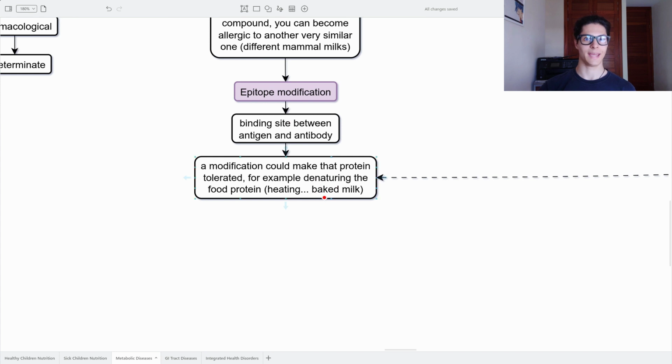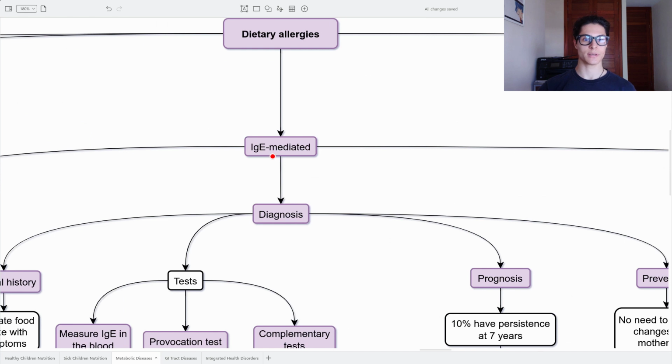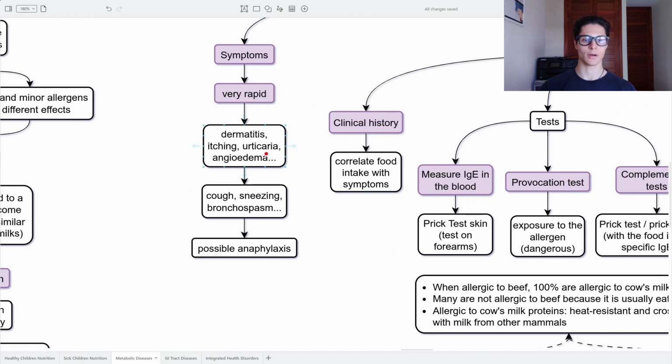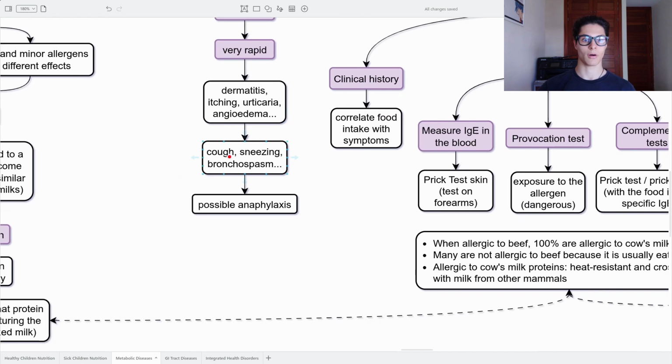This creates the baked milk, which is indeed when we expose our milk to warm temperatures. And many people can tolerate that way better than the raw milk. So now let's take a look at more in detail the IgE-mediated allergy. The symptoms are very rapid: dermatitis, itching, urticaria, angioedema, cough, sneezing, bronchospasms, and possible anaphylaxis.